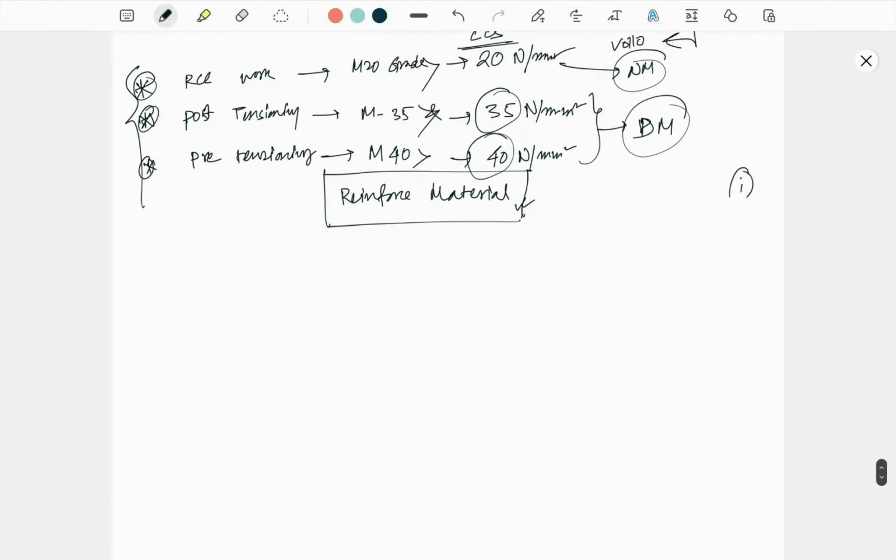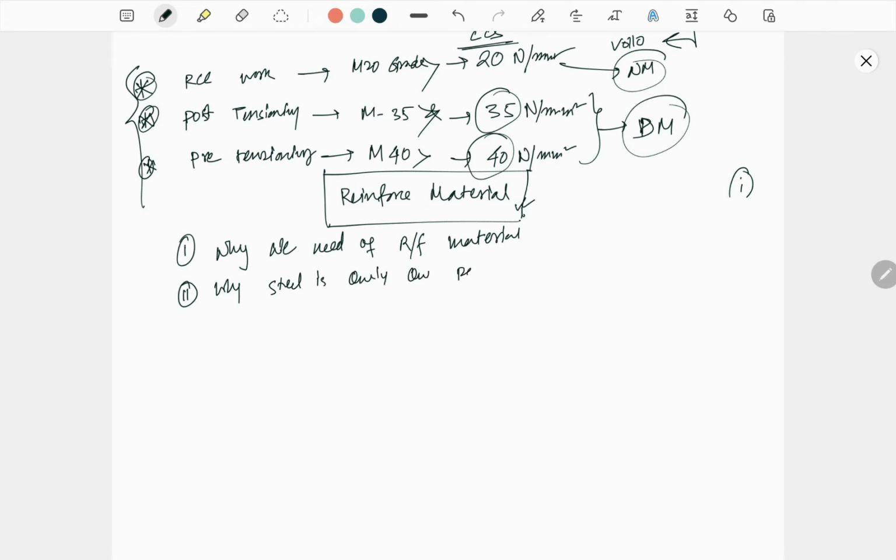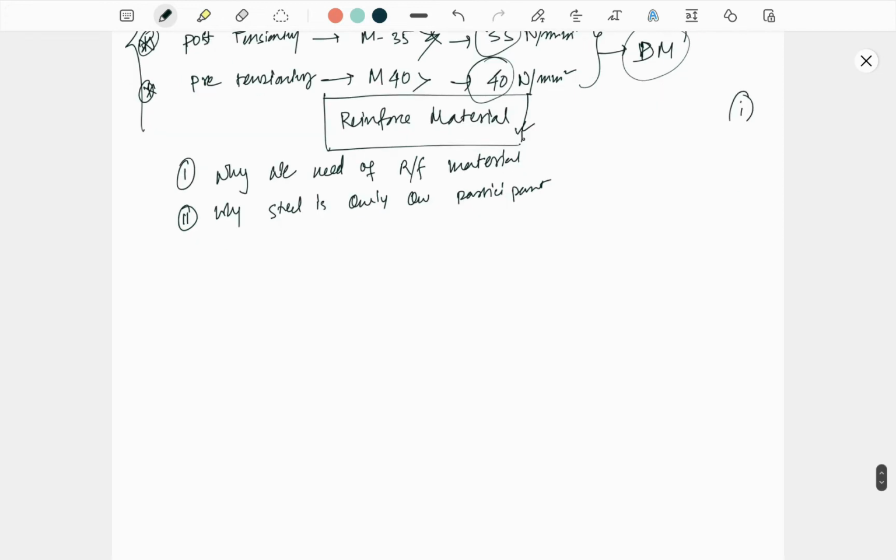Today we'll learn number one, why we need reinforced material, and number two, what it is and why steel is the only one participant. So let's understand one by one. First, we understand what is the purpose.